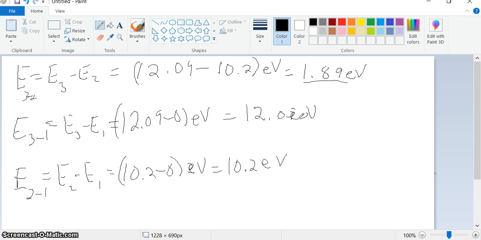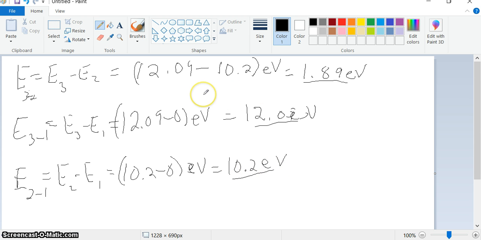The last one we have to do, the third photon, is when the electron goes from the n equals 2 state to the n equals 1 state. The energy in the n equals 2 state is 10.2, and the energy in the ground state is 0, so the difference is just 10.2. So there's a photon related to the energy 1.89, a photon related to the energy 12.09, and one related to this energy as well, 10.2 electron volts.